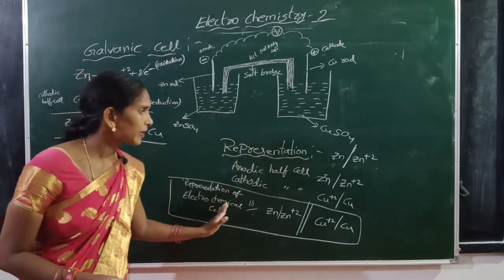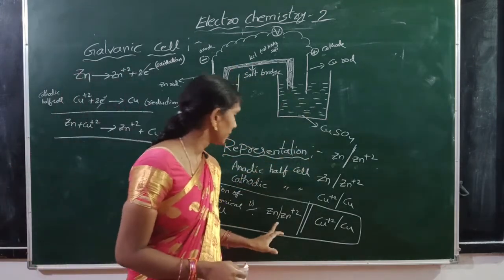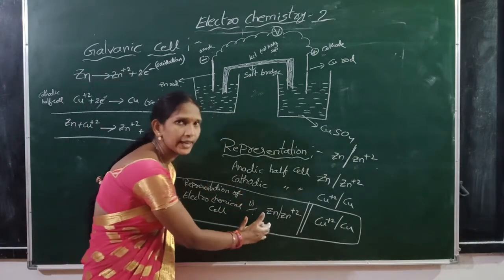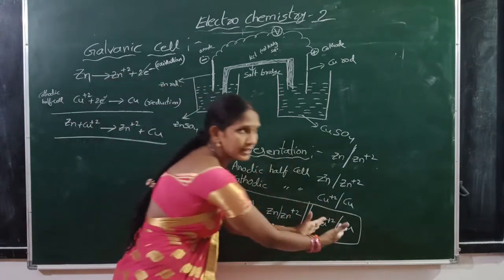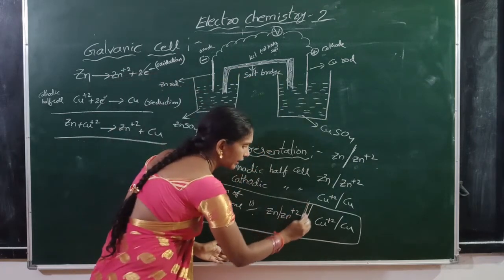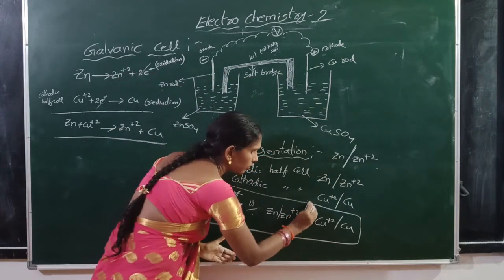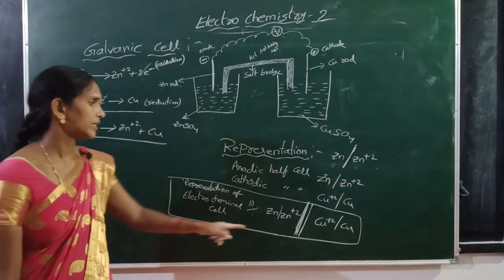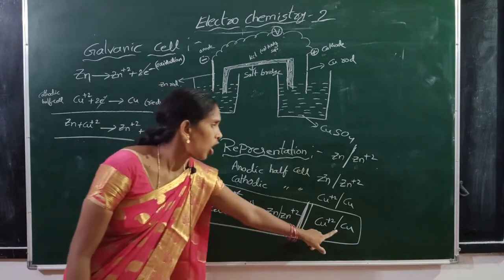This is the representation of the electrochemical cell. First we write the anodic half cell on the left hand side and the cathodic half cell on the right hand side. These two are connected by the salt bridge, so we indicate it with double vertical lines. This is the salt bridge. These are the half cells.